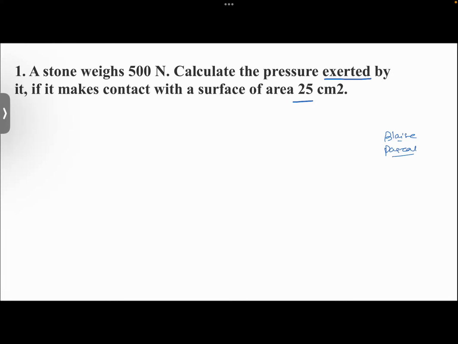Okay. So I've sent the solution. You have sent the solution. Okay, in the chat box or to me? Sir, I've sent it in the group. Okay. The question says 5 square centimeter, 500 Newton.